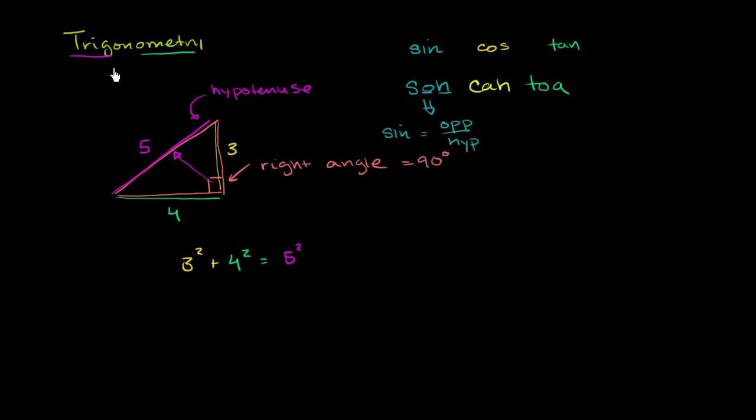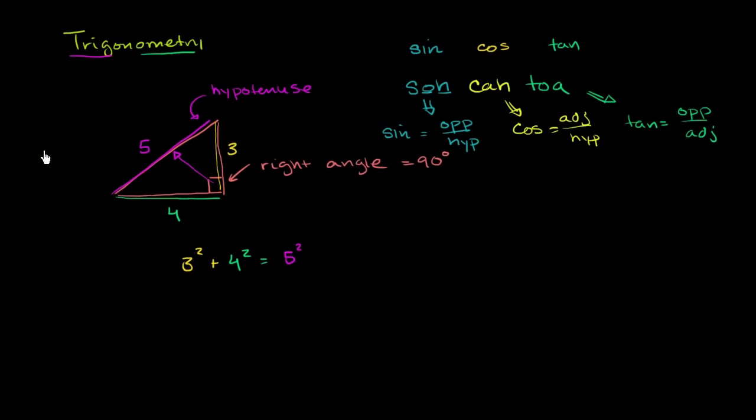This won't make a lot of sense just yet. I'll go into a little bit more detail in a second. Then cosine is equal to adjacent over hypotenuse. And then finally you have tangent. Tangent is equal to opposite over adjacent. So you're probably saying, hey, Sal, what is all this opposite, hypotenuse, adjacent? What are we talking about?